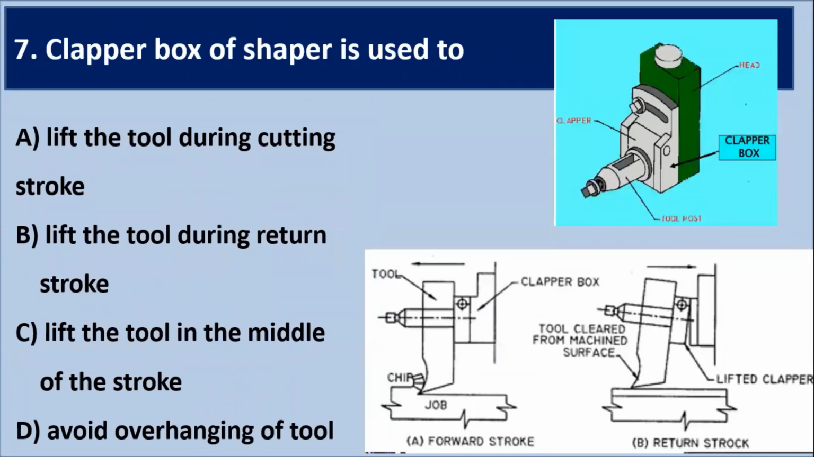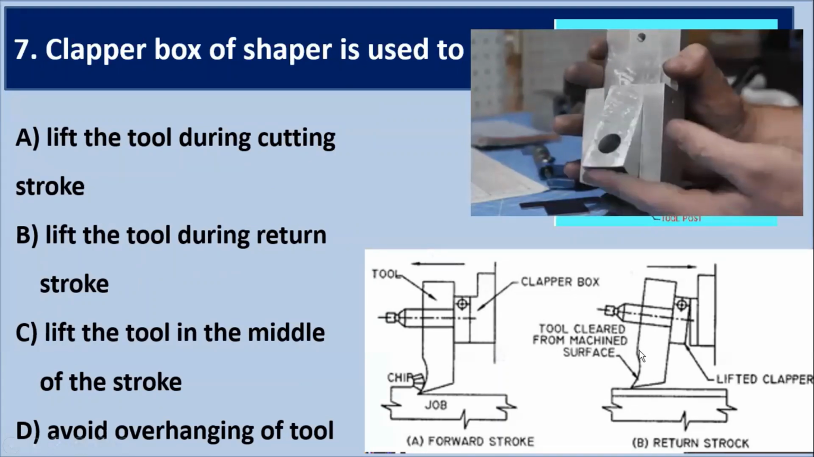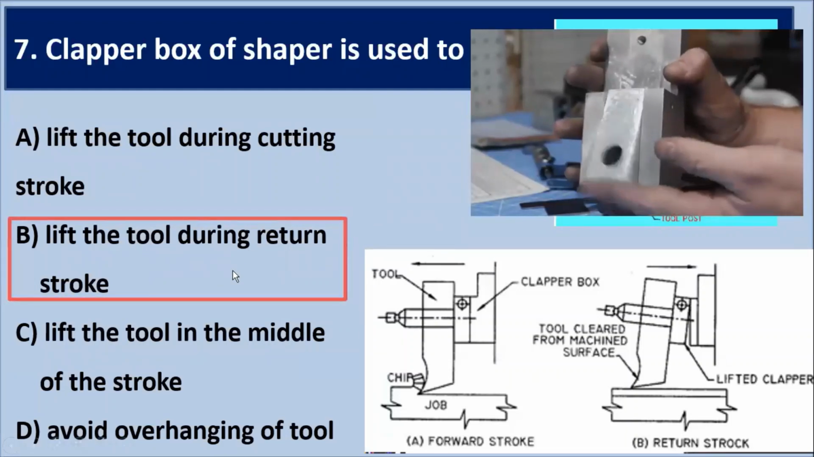Our next question, the clapper box of a shaper is used to. Students, first of all, I tell you that the clapper box is connected to this tool head. The clapper box holds a tool post and a single point cutting tool. So from this diagram, it is clear that during the return stroke, the clapper box lifts the tool. There must be a clearance between the tool and the workpiece during the return stroke. And that's why our answer is lift the tool during the return stroke, because in the forward stroke, the cutting action will take place.